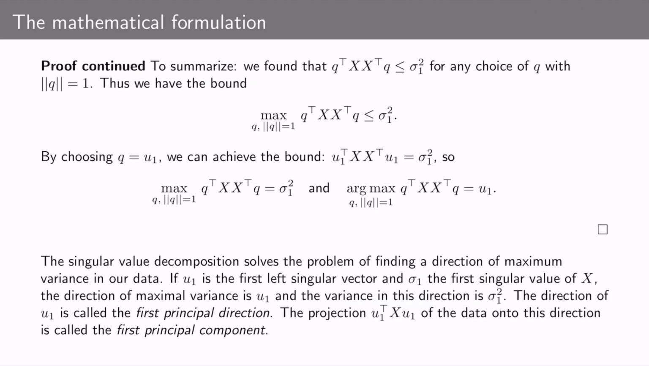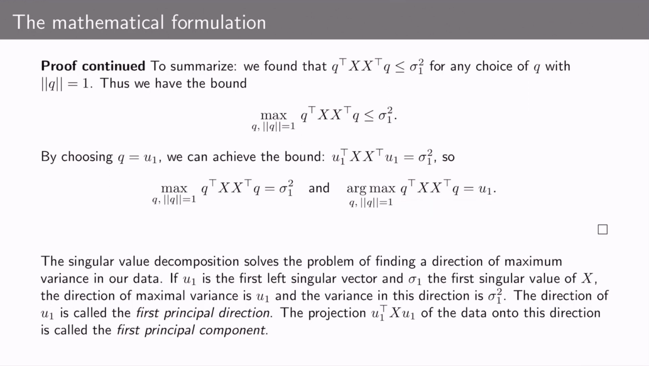Let's summarize. We found that Q transpose X transpose Q must be less than or equal to sigma 1 squared for any choice of Q with norm Q equals 1. Therefore, the max over all such Q's must also be less than or equal to sigma 1 squared. With a particular choice of Q equals U1, we achieve the bound of sigma 1 squared, since U1 transpose X transpose U1 is equal to sigma 1 squared. So, the actual maximum is equal to sigma 1 squared, and the argmax is the argument at which that maximum is achieved, and that's equal to U1.